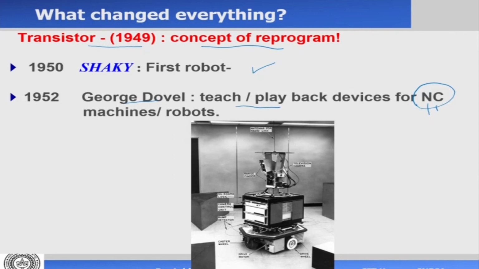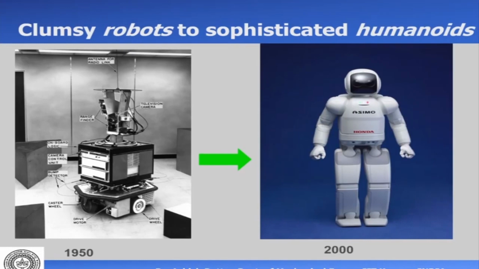This is what we mean by a robot and an NC machine being essentially the same technology, and they all came out because of the invention of the transistor. From 1950 to 2020 is about 70 years. It has moved from a very simple mobile robot, having few degrees of freedom and doing simple tasks, to a very complicated device like this, which has very large degrees of freedom.